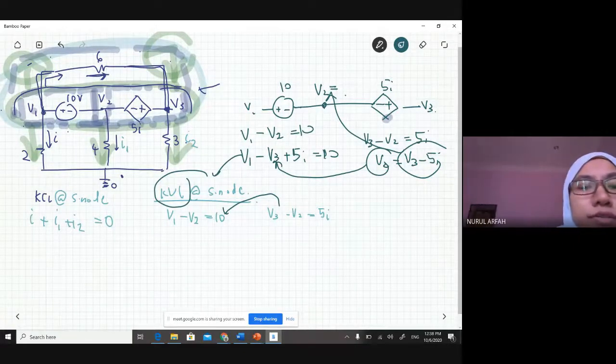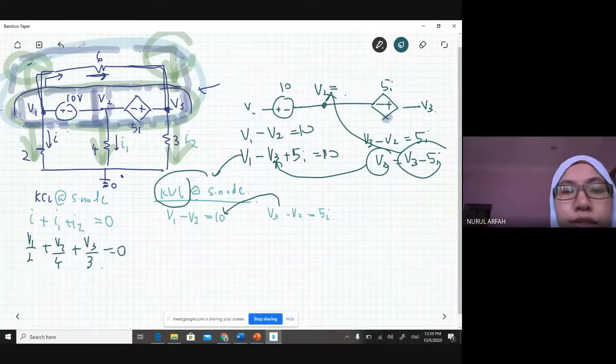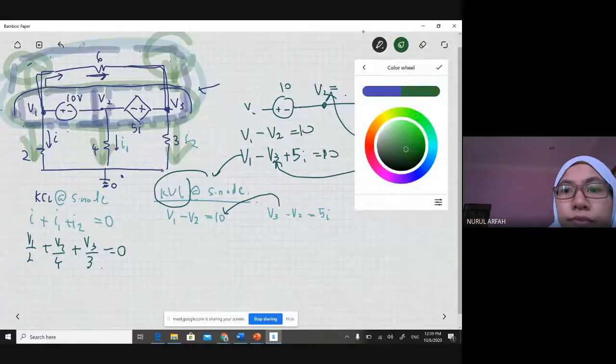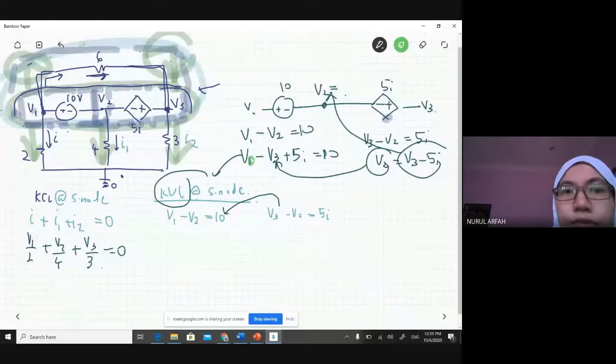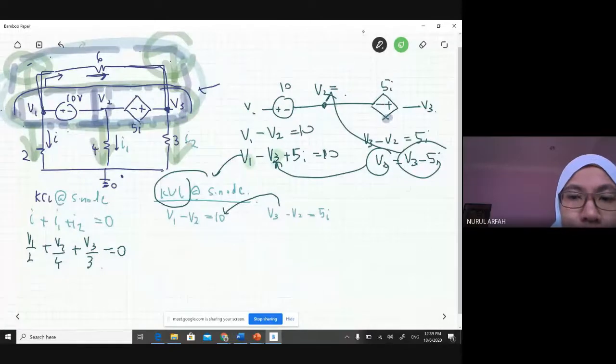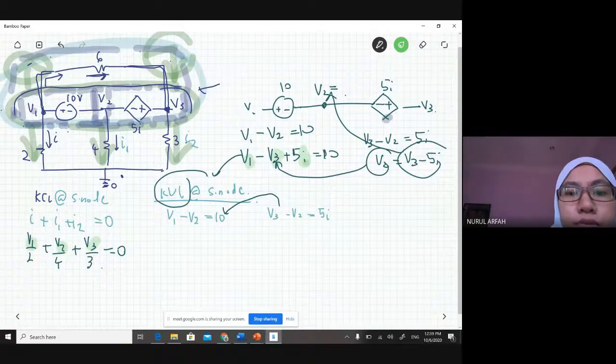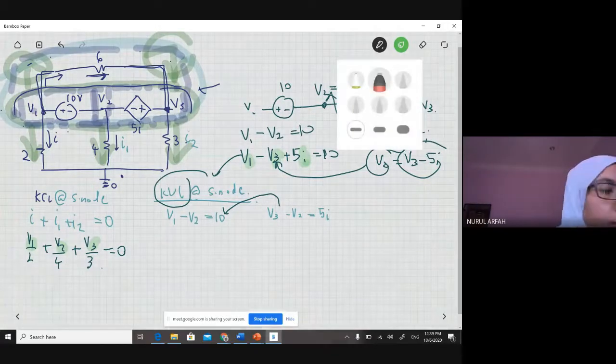Try first, brother, if you get this answer correct or not. Then this plus V2 over 4, and then plus V3 over 3 equal to 0. But is this finished or not yet? Look at how many unknowns we have. Like here we have 1, 2, and what is I? And then 1, 2, 3 unknowns. So at least you need 3 equations there. What is I? What do you think?